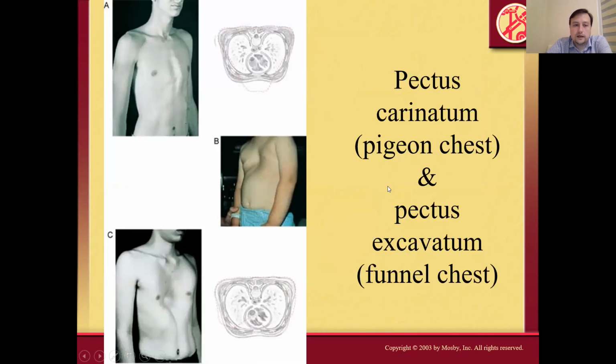Next, what else can be with the chest? Pigeon chest and funnel chest, you see on the pictures. If we look at the sternum, we see these findings. If we talk about what disease can cause this, it is rickets, a disease of childhood.